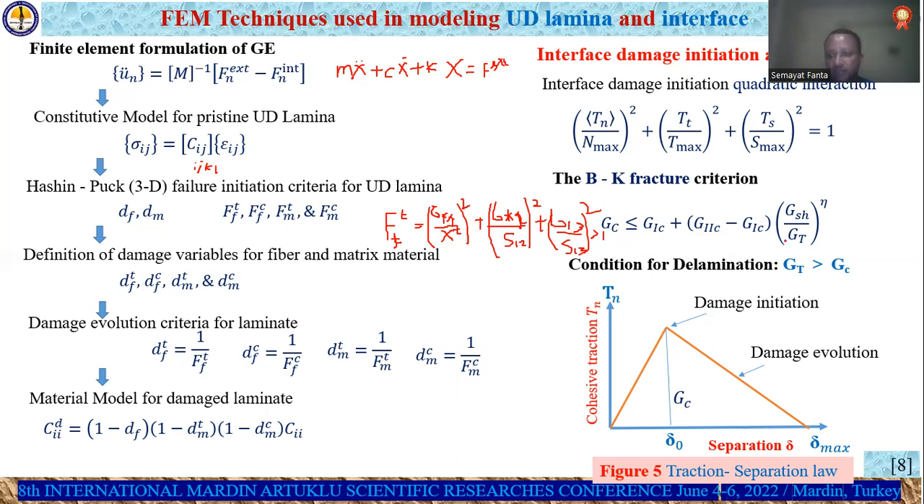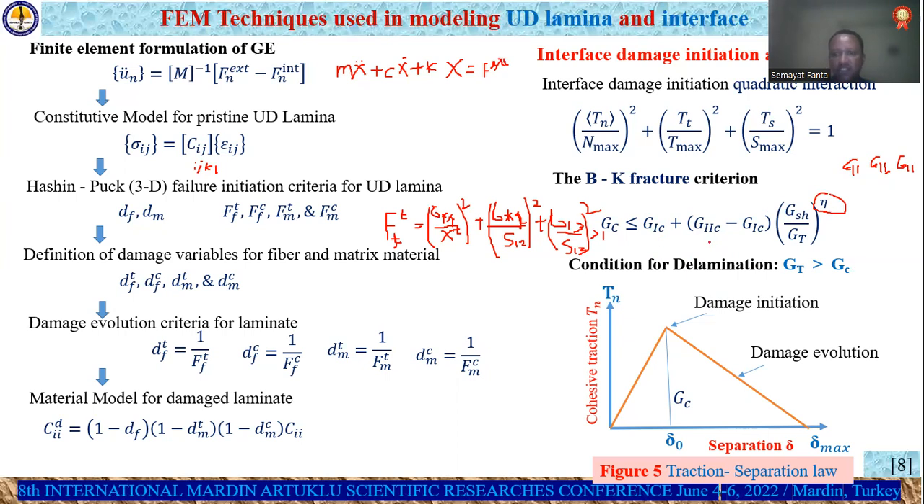And the other fracture parameters G1, G2, G3. These are also fracture energies. So we can define them in terms of fracture energy. Okay, so this is the BK curve fitting parameter. So in order to initiate delamination at the interface, GT must be greater than GC.